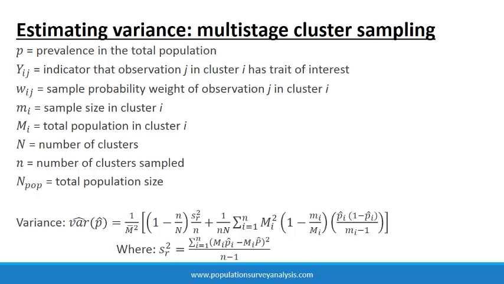Conceptually, this variance estimator is discounting information from each additional person that is sampled within a PSU, because people in the same PSU are expected to be similar and therefore contribute less new information to the sample than if we had sampled a random person from the population.